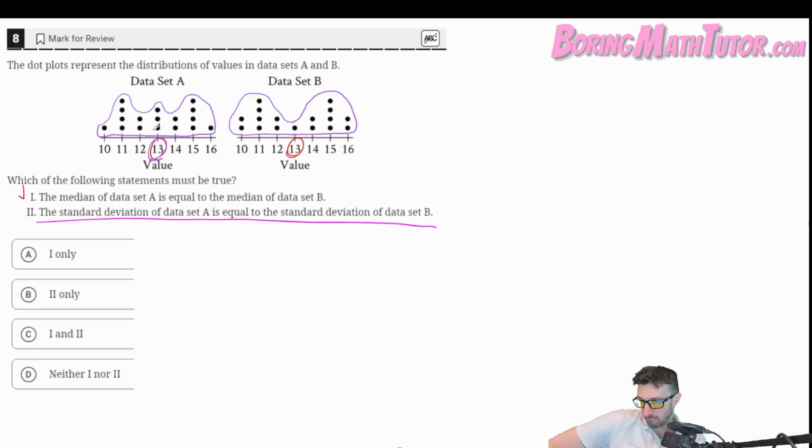For 1, we have 3 data points here at 13. Here we only have 1. But then you can see that it's almost like it got squished a little bit and you kind of moved the data a little bit more that way. So there's definitely more spread in dataset B, and more spread means that you have more standard deviation. So are the standard deviations equal? Nope, they're not. So therefore, 1 only.